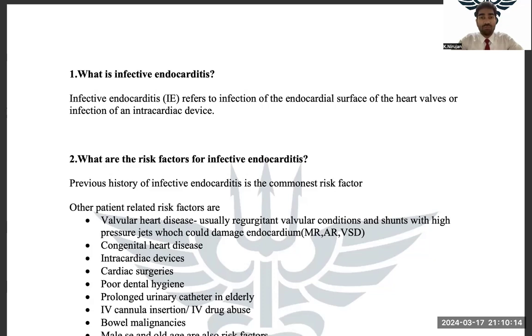So, poor dental hygiene is important. In your long case, also make sure that you ask about dental hygiene, dental procedures, anything. And prolonged urinary catheter in an elderly person.